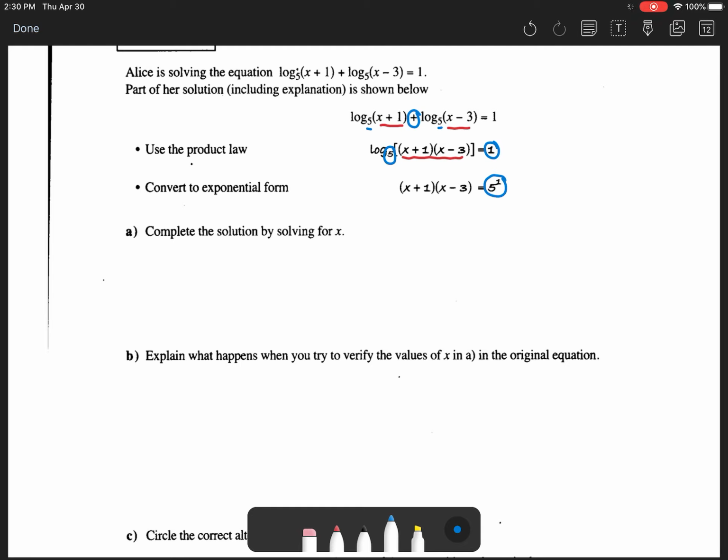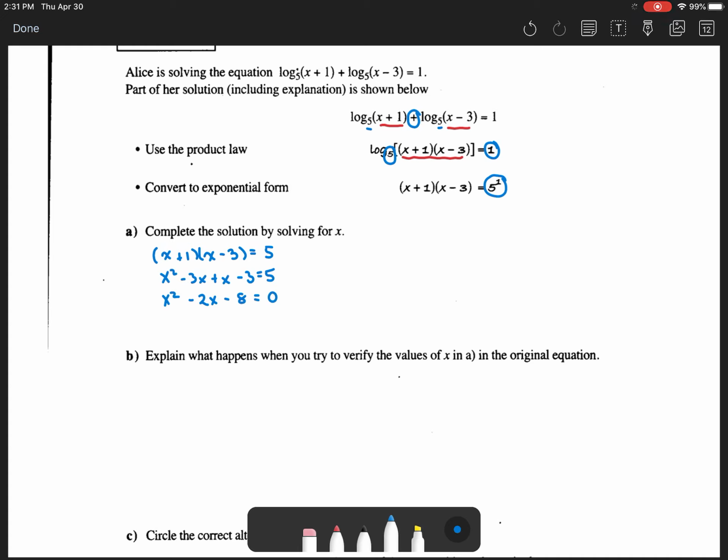From there, that takes us to part A, which says complete the solution by solving for x. So I pick up where she left off, which is x plus 1, x minus 3 equals 5 to the exponent of 1, which is just 5. So I expand those binomials: x squared, then minus 3x plus x minus 3, that equals 5. I will collect my like terms, so this will be minus 2x there. The negative 3, and then I bring 5 across to the other side, so minus 5 leaves me with minus 8 equal to 0.